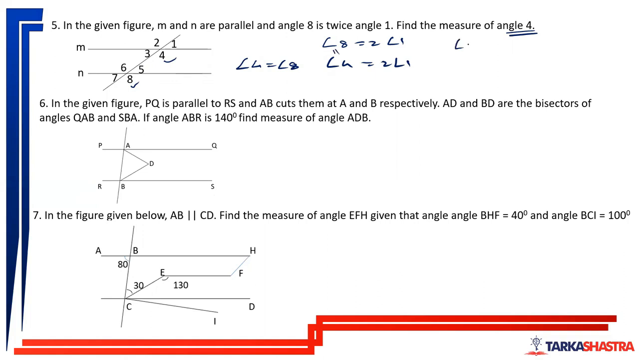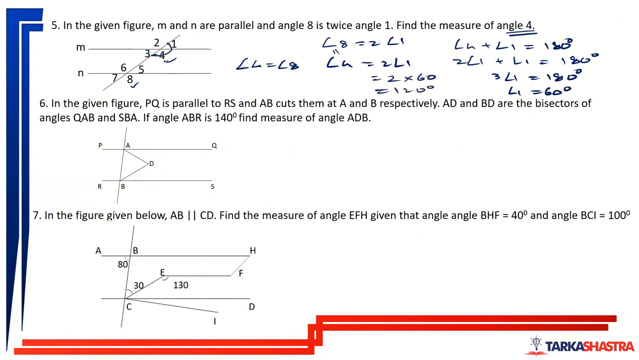Now, angle 4 plus angle 1 is equal to 180 degrees. Why? Because sum of the angles across a line is 180 degrees. Which means angle 4 is twice of angle 1, so twice of angle 1 plus angle 1 is equal to 180 degrees, and thrice of angle 1 is equal to 180 degrees, which is angle 1 is equal to 60 degrees. What are they asking? Angle 4, which is twice of angle 1, which is 2 into 60 degrees, that is 120 degrees. Angle 4 is 120 degrees.